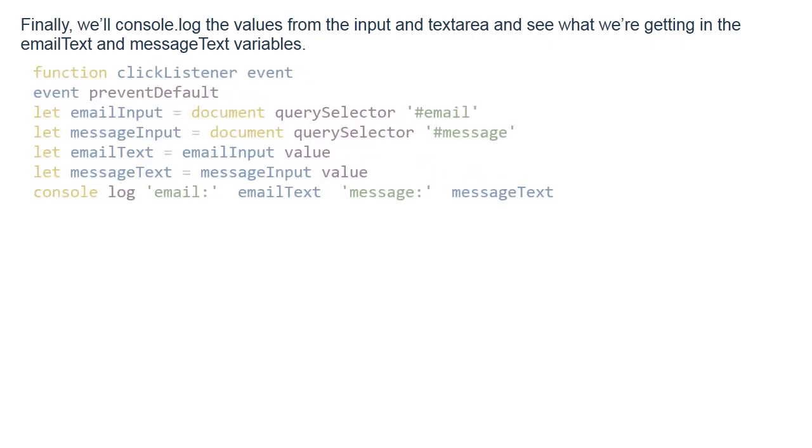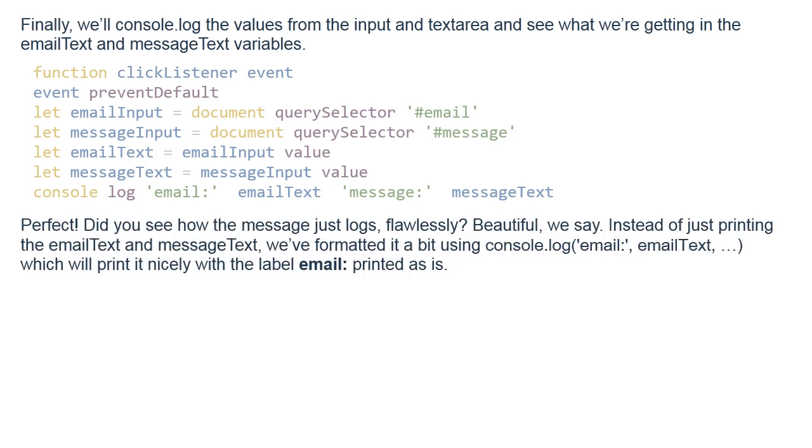Function is click listener event. Event.preventDefault. Let emailInput equal document.querySelector, that's email. Let messageInput be document.querySelector, that's message. Let emailText equal emailInput.value. Let messageText equal messageInput.value. console.log is email, emailText, then message is messageText.